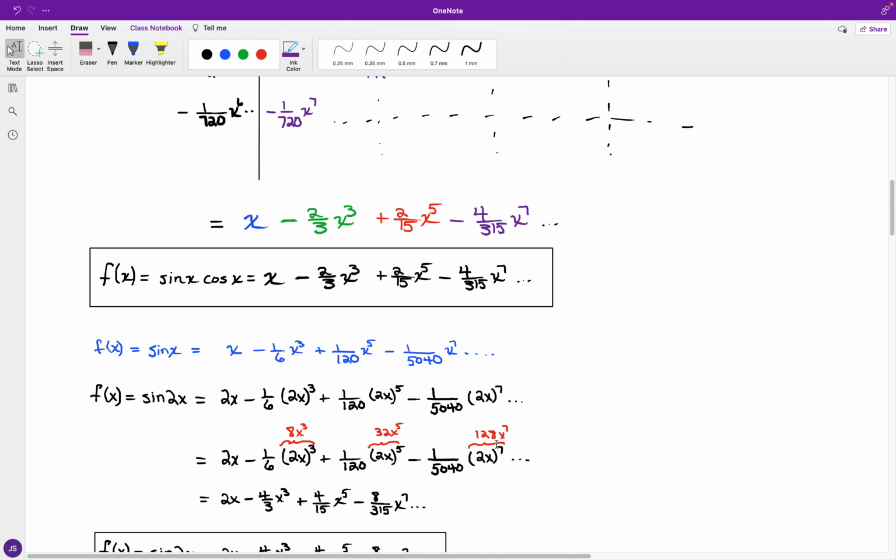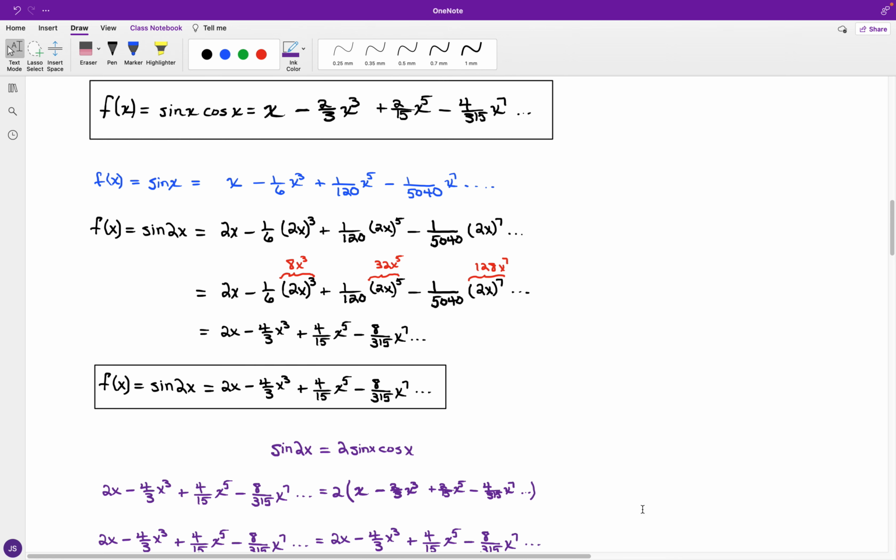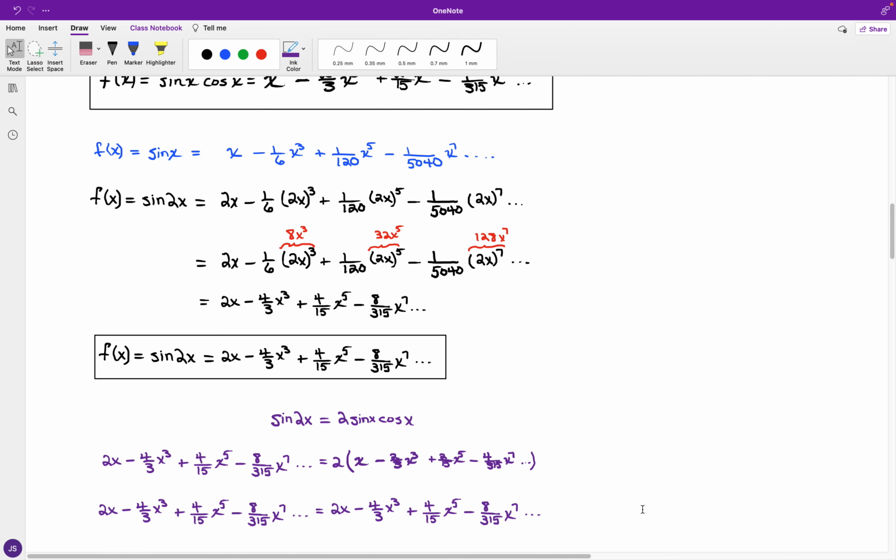And if we look at simplifying, we're going to have that the Maclaurin series for the sine of 2x will consist of 2x minus 4/3 of x cubed plus 4/15 of x to the fifth minus 8/15 of x to the seventh. Now, one of your double angle formulas is where the sine of 2x is equal to 2 times the product of the sine and the cosine of x.